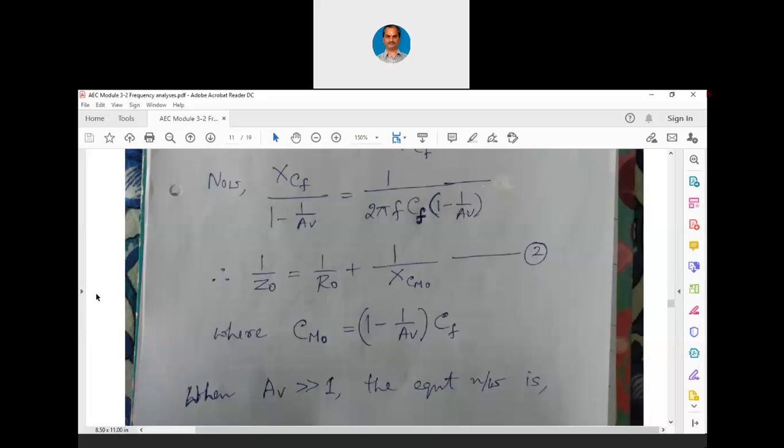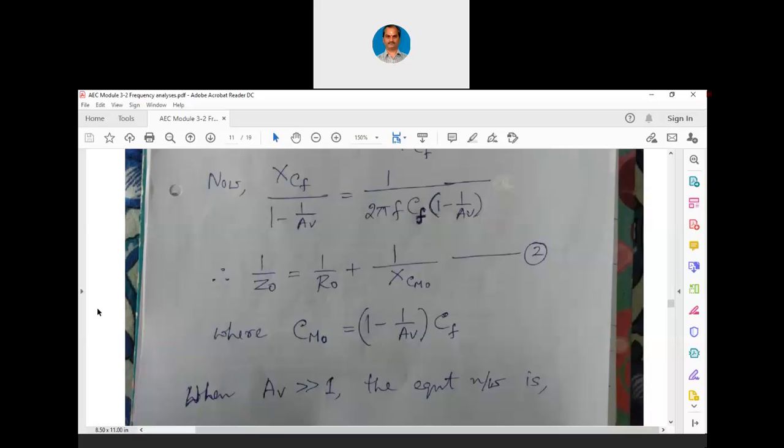But in FET, we may not be able to ignore, because in FET the gain is 5 to 10. So it is actually much lesser. We may not be able to ignore. But in BJT, we can readily ignore. So let us consider the BJT as of now. When AV is much greater than 1, 1 by AV can be ignored, then it is nothing but 2 pi f into CF itself, seen from the output side.